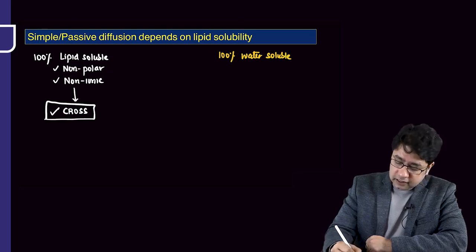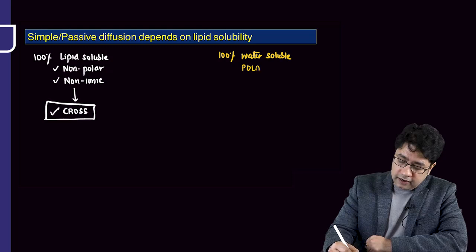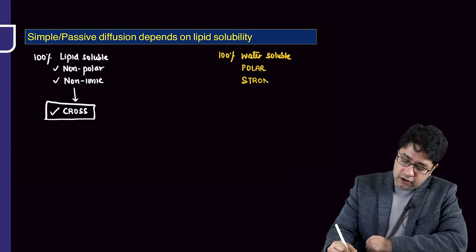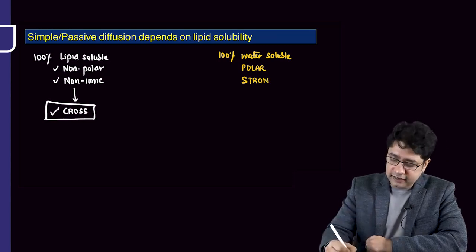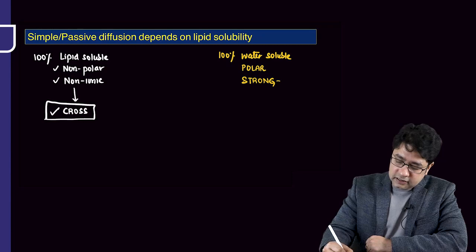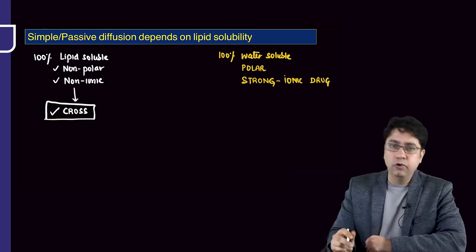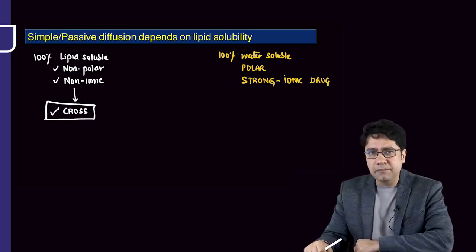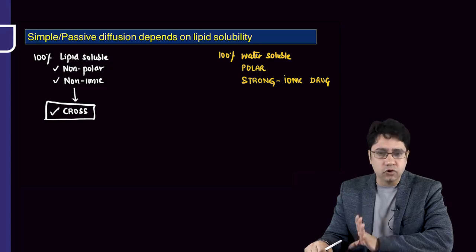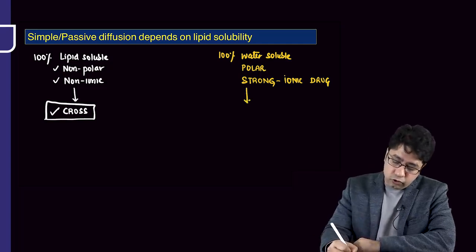Water soluble drugs are also known as polar drugs, and instead of non-ionic, they are also known as strong ionic drugs. Now, do you think these drugs will cross the cell membrane? The answer is no. These drugs do not cross the cell membrane.